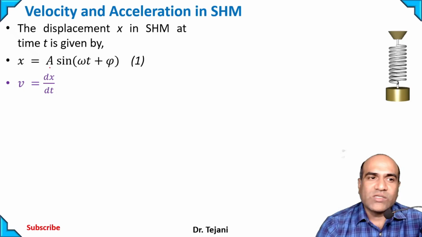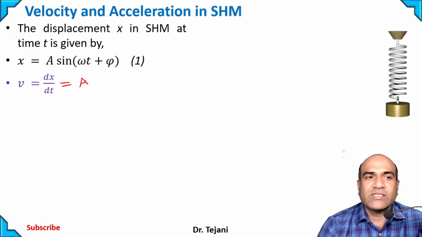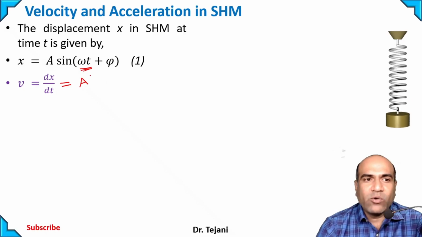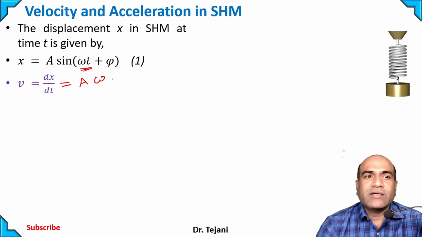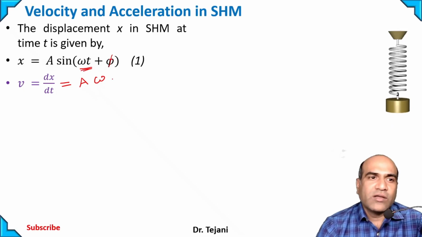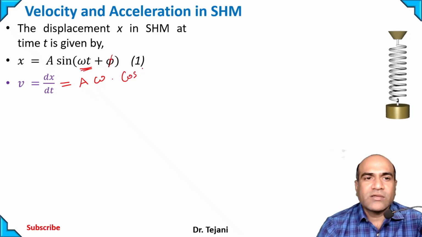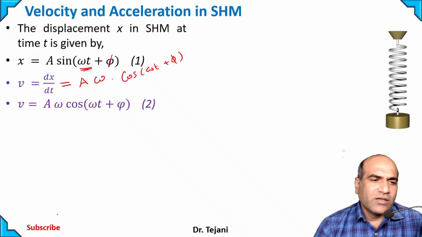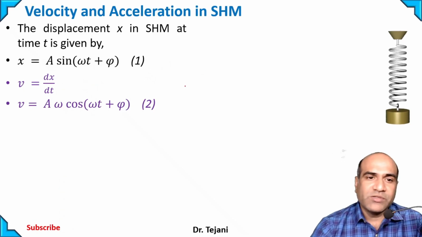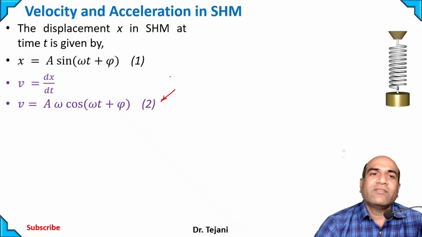Here a is constant. Can we say a is constant? Of course, a is constant, so keep a as it is. What about sine? We take the inner portion, so omega should come out, omega t. Phi is also constant, so there is no effect of phi. So sine becomes cos, the angle remains the same, omega t plus phi. Yes or no? So a omega cos omega t plus phi. That is our velocity equation.